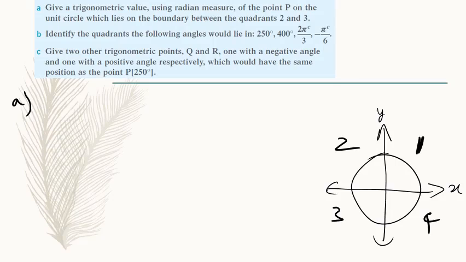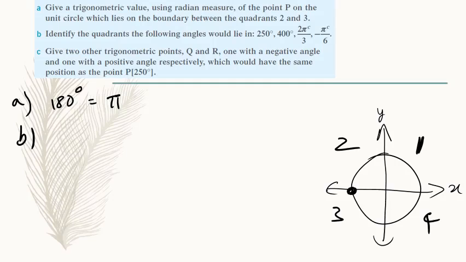Give a trigonometric value using radian measurements of the point P that lies on the boundary between quadrants 2 and 3. What's in between 2 and 3? Right there. So it says radian measurements. So that's 180 degrees, which is also equal to pi. Good.